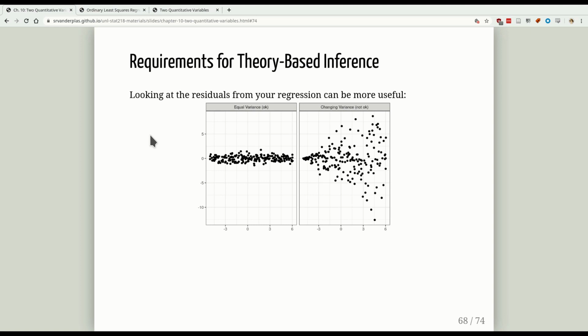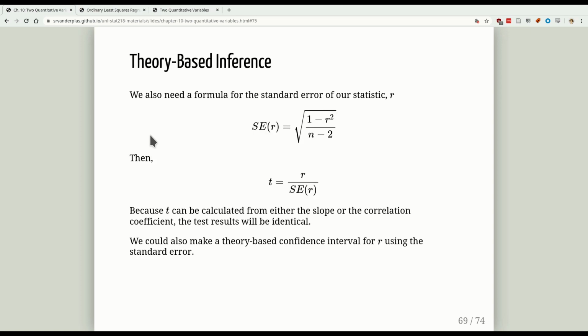Okay. Now, the next thing that we need for any sort of theory-based inference is a formula for the standard error. So if we are doing inference on the correlation coefficient r, then the standard error formula is pretty easy. It's just the square root of 1 minus r squared divided by n minus 2. Okay, that's pretty straightforward. Then our t statistic is just r divided by the standard error.